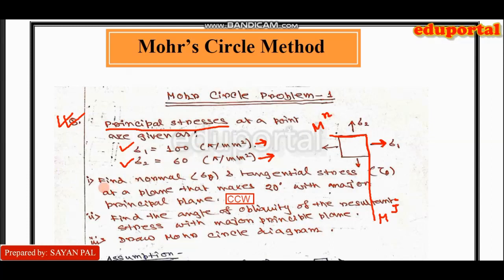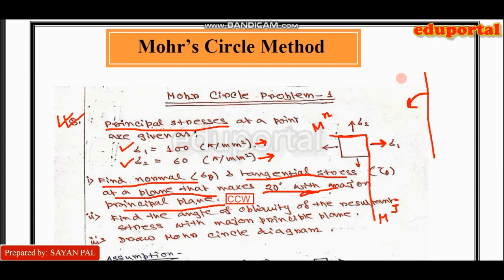We have to find the normal stress and the tangential stress acting on a plane that makes 20 degree with the major principal plane in CCW. CCW means counterclockwise direction. Here the major principal plane is the vertical plane. So the plane which makes 20 degree counterclockwise from the vertical plane will be like this.